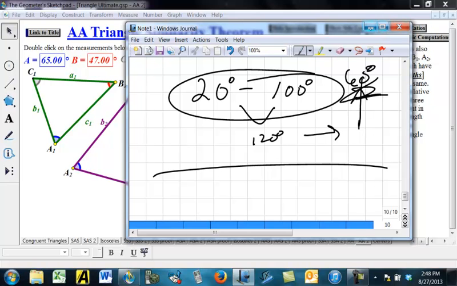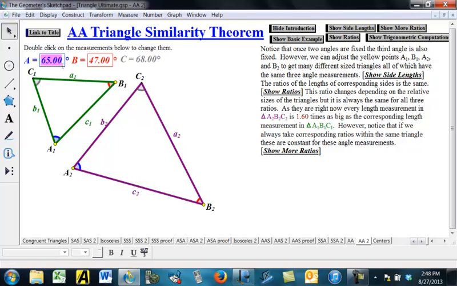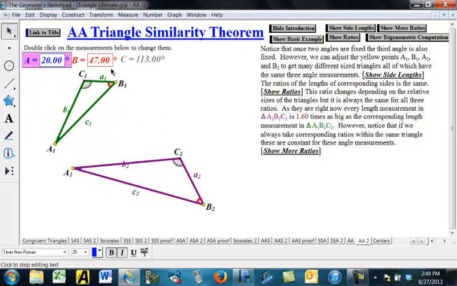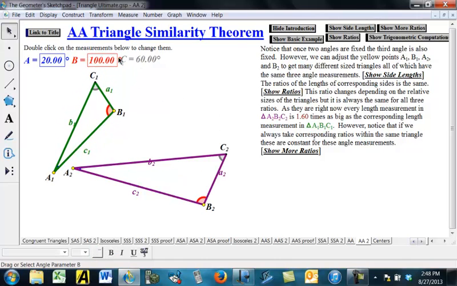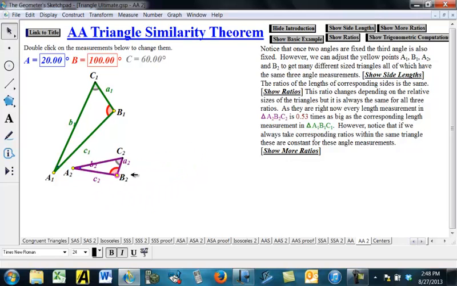Okay, so in this case we want 20 degrees and 100 degrees, so I can type 20 in this box and 100 in this box, and that specifies the two triangles. The red angles at B, B1 and B2, are both 100. The blue angles down here at A, A1 and A2, are 20. And then it so happens that the one at C has to turn out to be 60 degrees, which we just discussed. But I can change the size of this one.